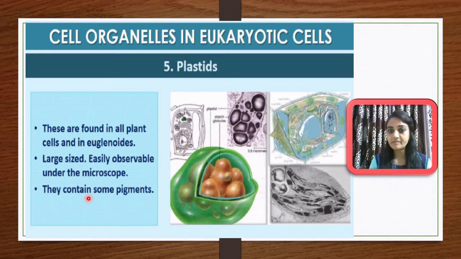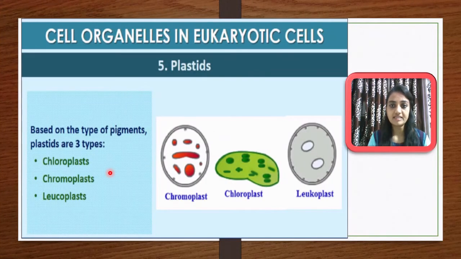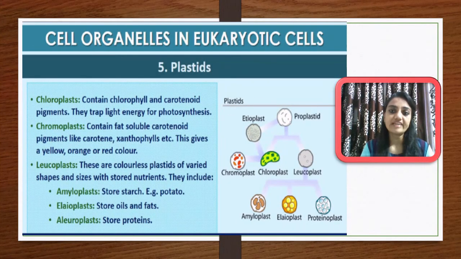They contain some pigments. Due to that, some color pigments will be present. Based on the pigment present in a particular plastid, they can be divided into three groups: chloroplast. Here you can see a chloroplast. Then a chromoplast, then leucoplast. So in this way three types of plastids are normally found. Now first of all, let me define all three types of plastids.